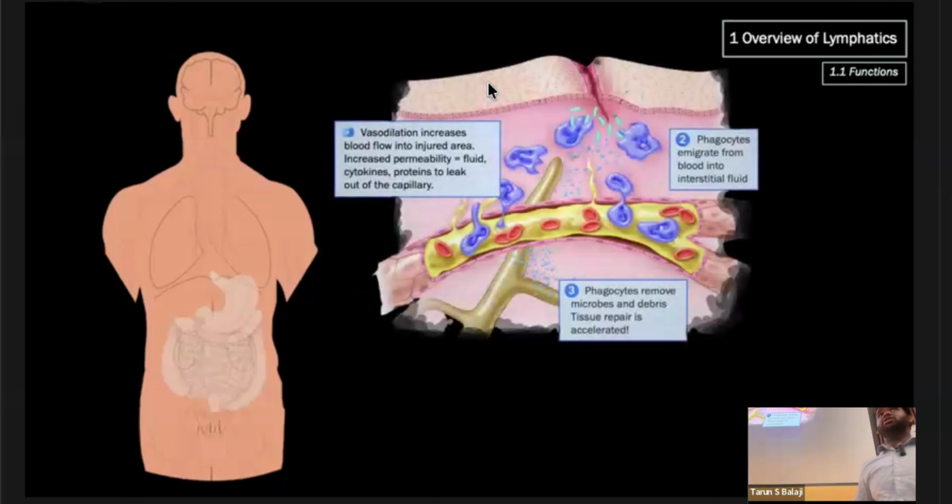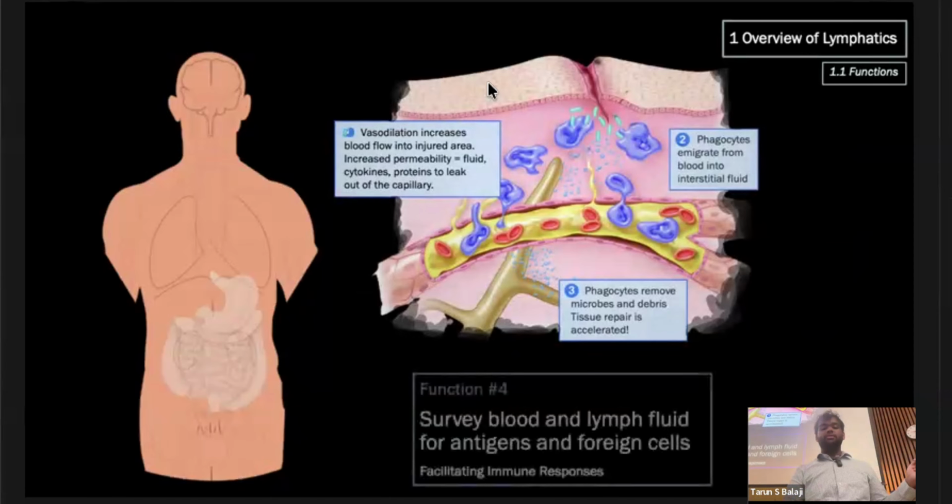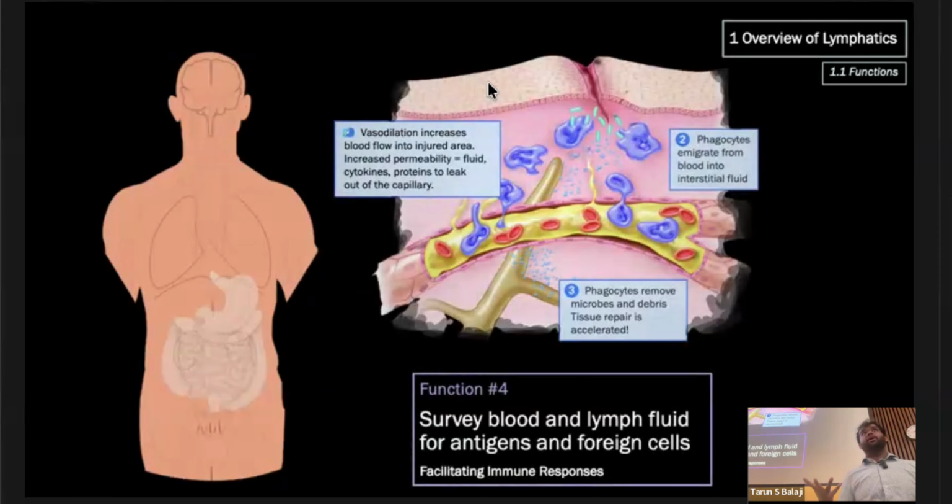It's also responsible, since we've got all of these cells that do phagocytosis and are responsible for other immune responses, your lymphatic system is really important in surveying blood and other fluids for antigens and pathogens and making sure that everything in there is supposed to be there.